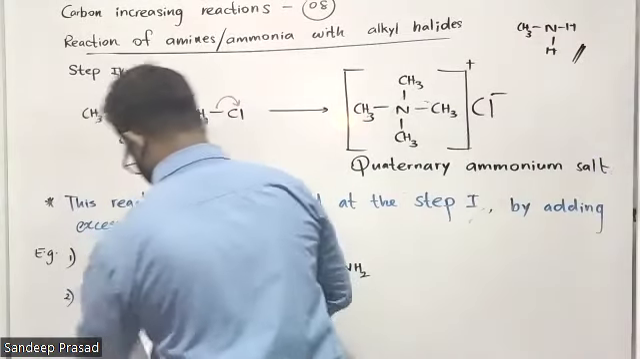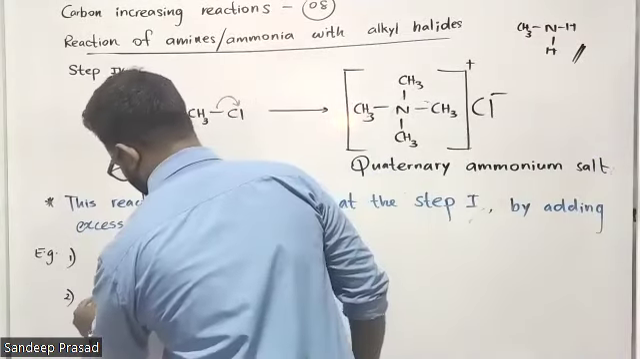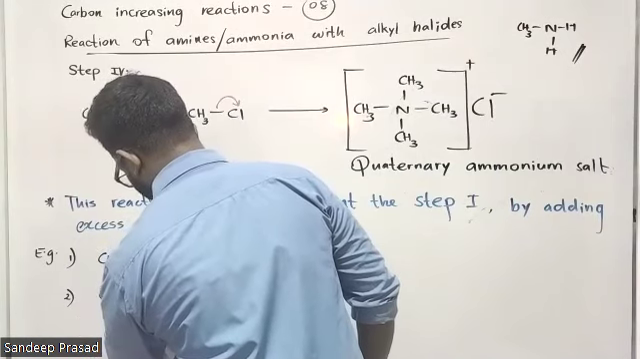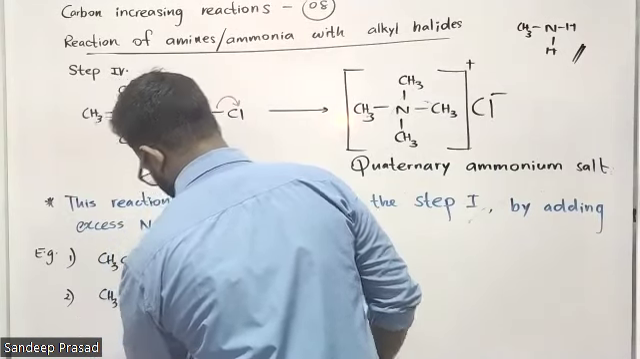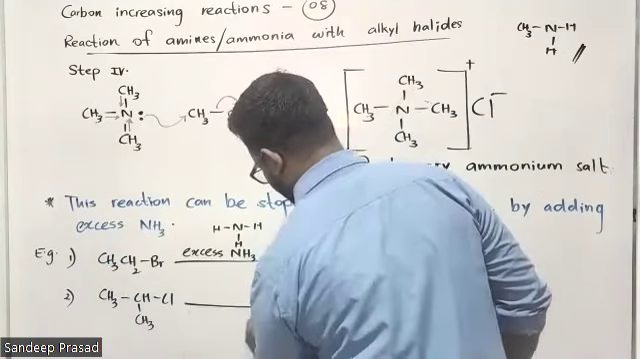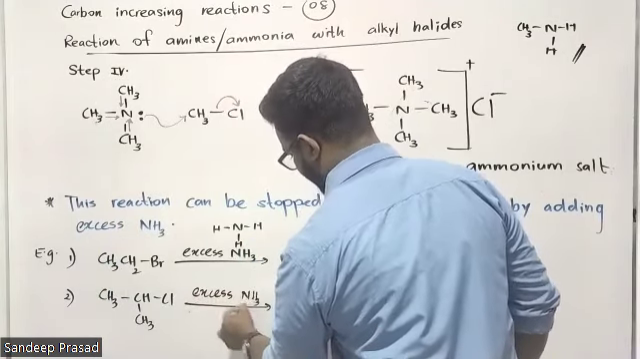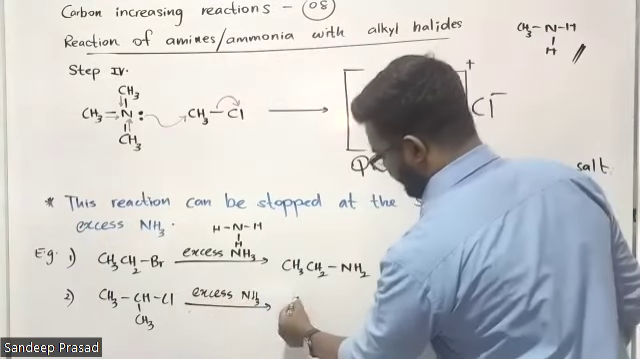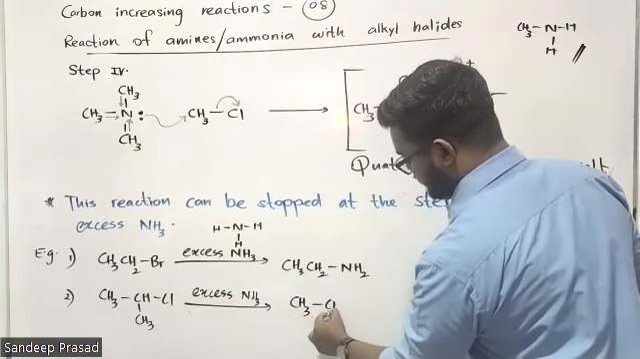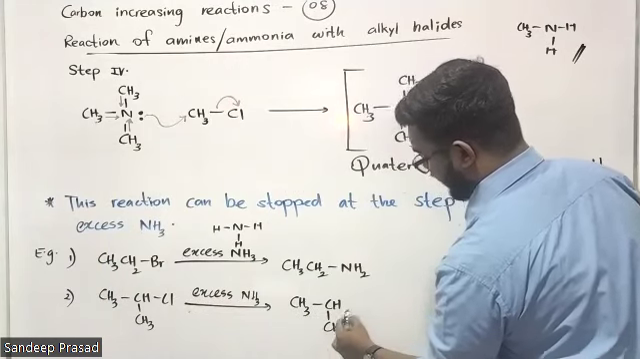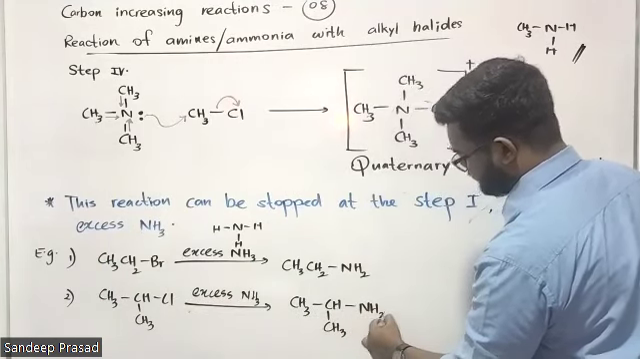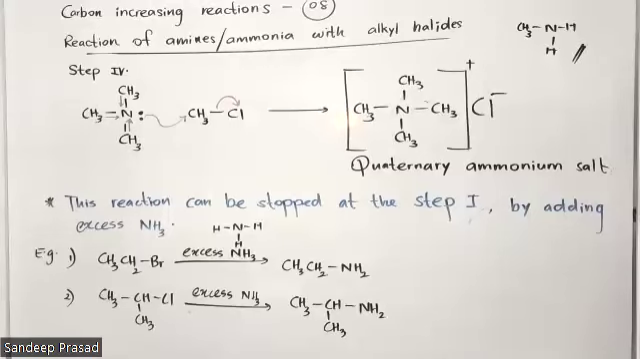Second one, we have a secondary alkyl halide, and we are adding excess ammonia. Okay, no issue. What will happen? Hydrogen is eliminated with the chlorine atom, and the NH2 group comes in. So simple as that.